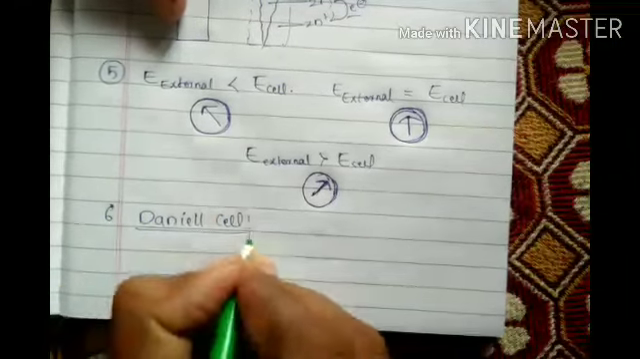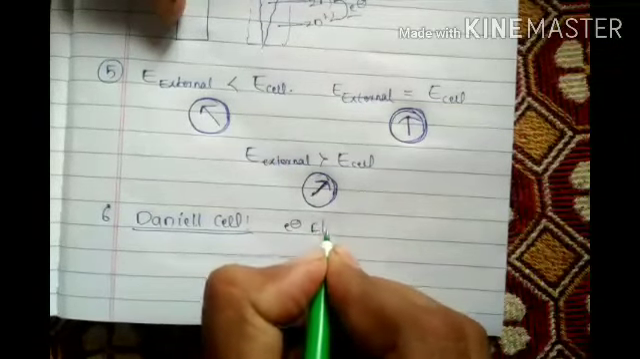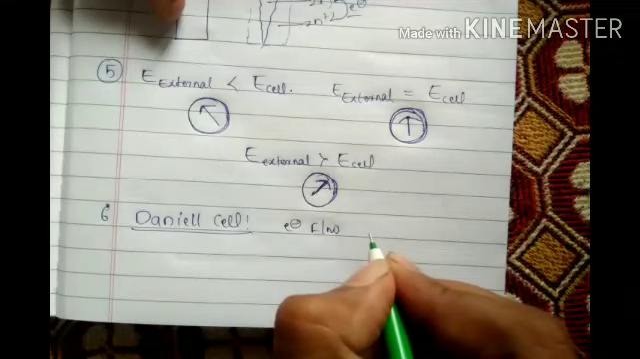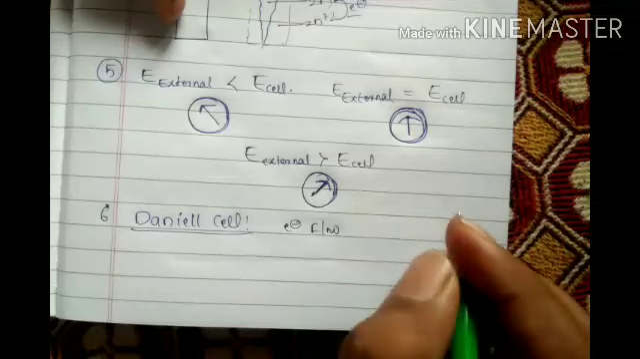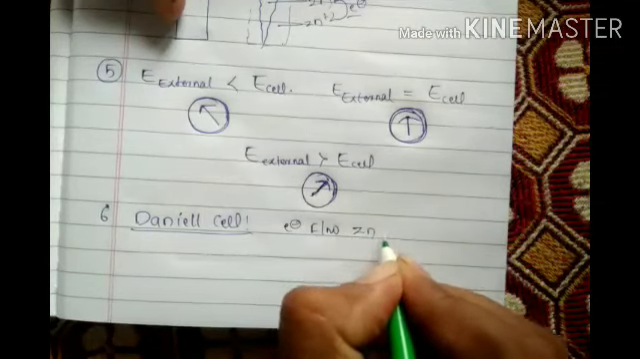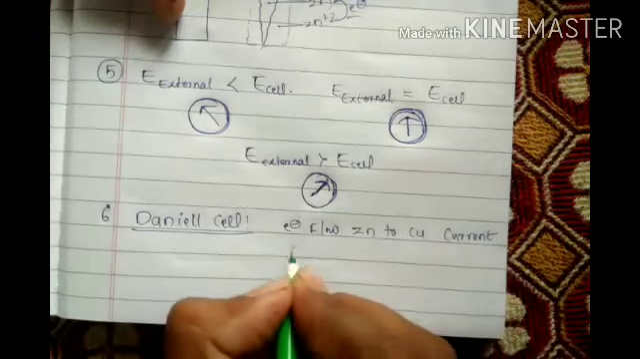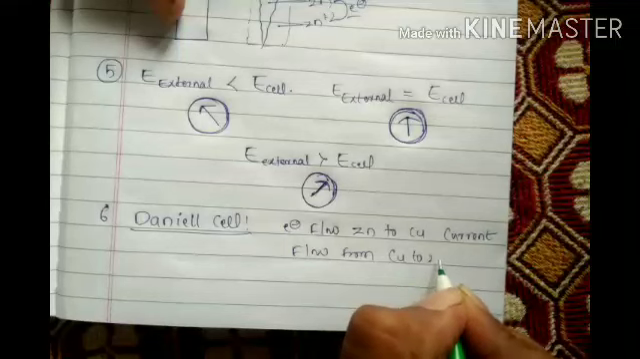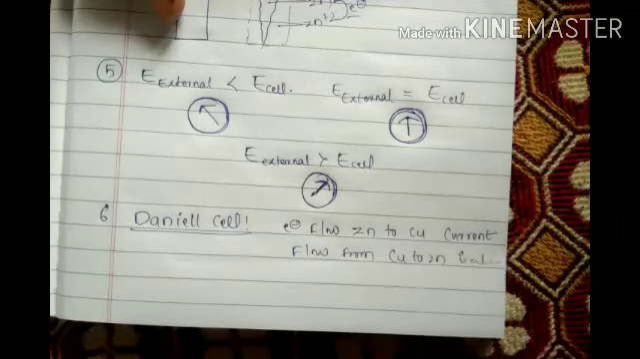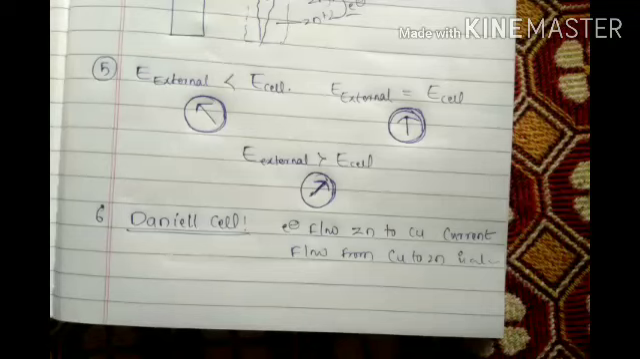Why are we calling it a Daniell cell? Now the electrons flow from zinc to copper, and current flows from copper to zinc. This is called a Daniell cell. It's called a Daniell cell. This is called an electrochemical cell.